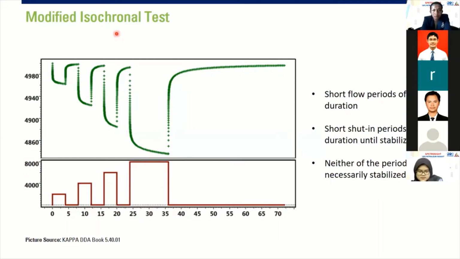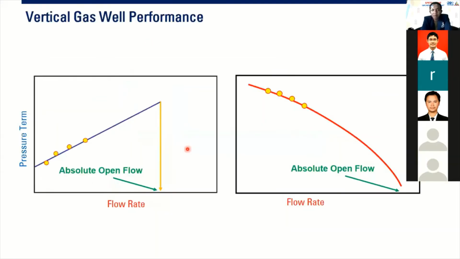In modified isochronal test, or MIT, it's not Massachusetts Institute of Technology, all right? It's modified isochronal test. It's faster. So if you have 4 flow periods, it means that you obtain 4 data, right? Again, you plot it like this one, or you can also plot it like this one. This is in the linear form. This is in the original form. But the results are the same. You obtain the absolute open flow or maximum gas flow rate. This is actually your gas well performance or gas well deliverability.